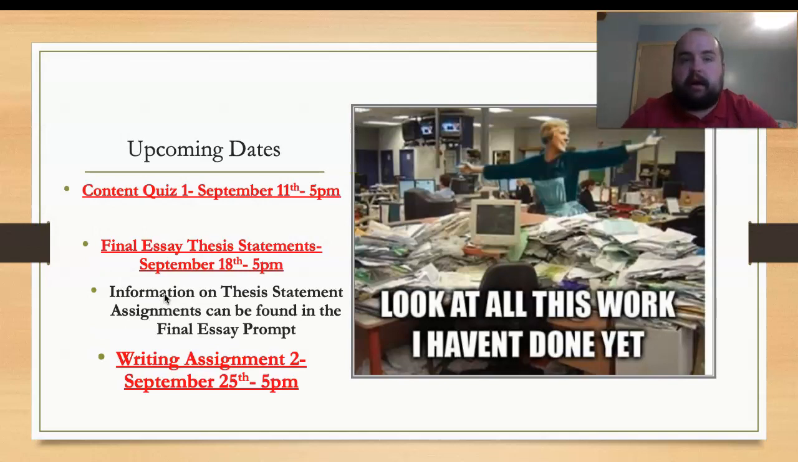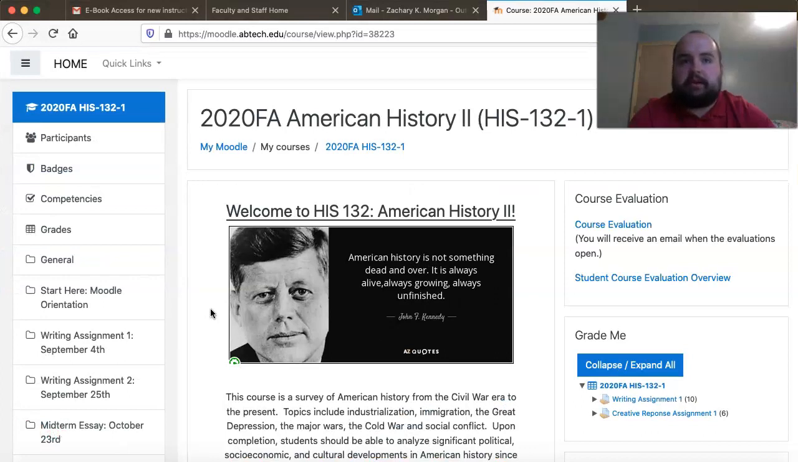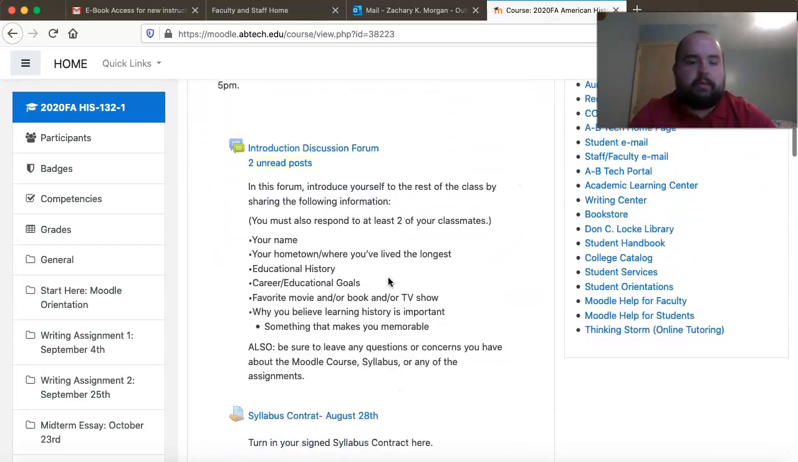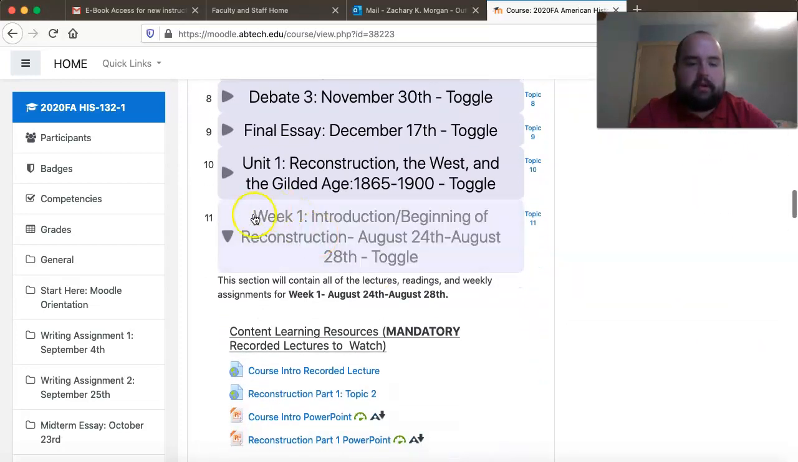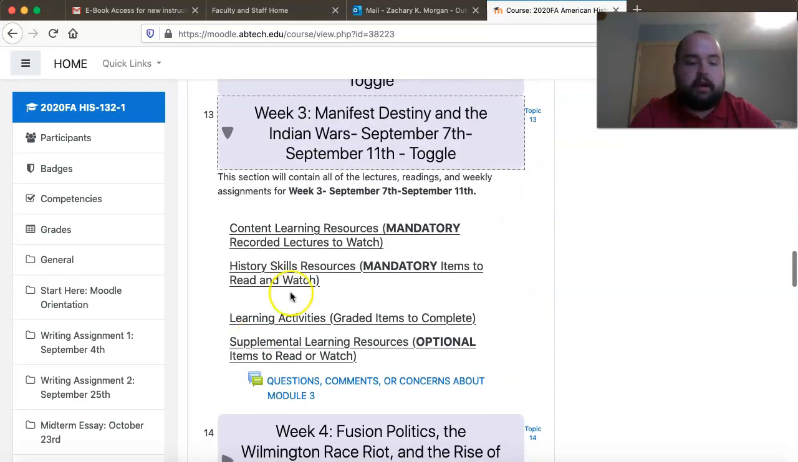In the meantime, upcoming dates. I also, of course, want to make sure you know what's coming up in the near future. Your first content quiz is going to be due this Friday at 5 p.m. It will be posted on our Moodle page. Second American History class, your Moodle page looks exactly like this, so there shouldn't be any issues. It will be posted on week 3, which I have not posted anything yet at the time of recording. I'll post everything once my recordings are done. But the content quiz will be posted here under Learning Activities. If you have any issues finding it, please let me know.